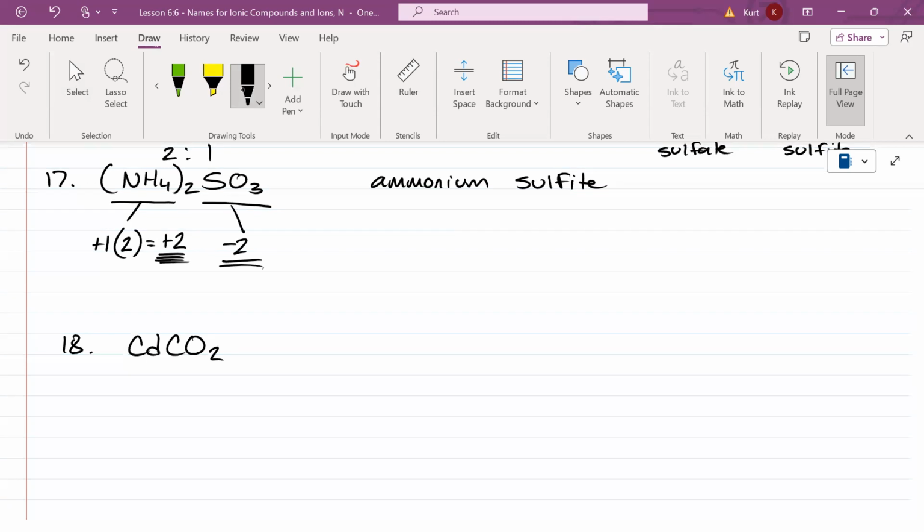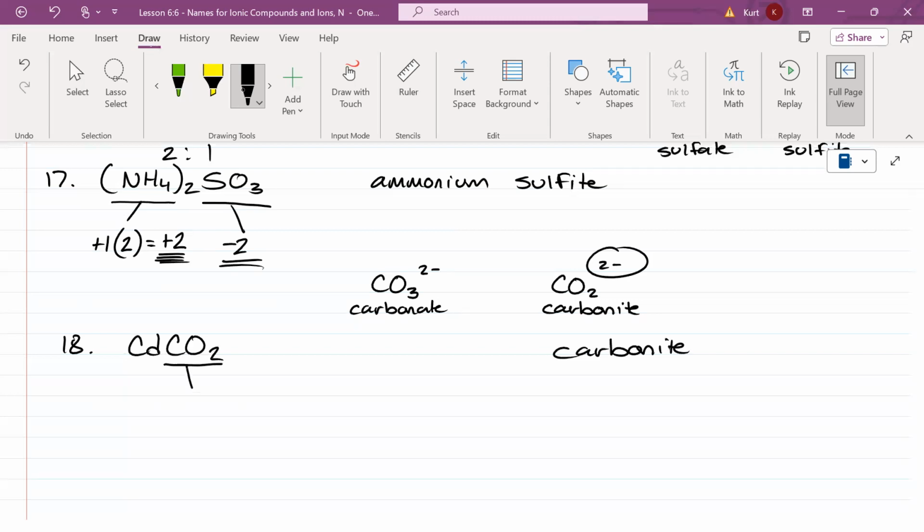CdCO2. Okay, this one seems a little tricky. Now, CO2 is something that you did not have to memorize, but it's the same sort of situation with 17. You guys do have to know CO3 with a -2 charge. That's called carbonate. So if I take 1 oxygen away and make it CO2 with a -2 charge, that's called carbonite. And so this guy is carbonite. And notice up here, it has a -2 charge. There's only 1 carbonite. So what must the charge of this cadmium be in order to balance it out? That would be +2. And cadmium is a transition metal, so you must use Roman numerals. Cadmium(II) carbonite.